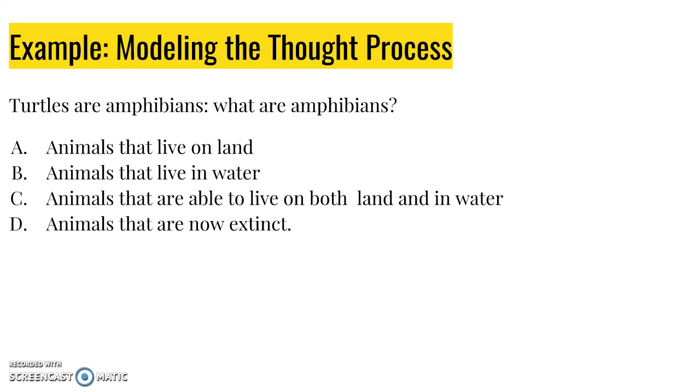Let's look at letter C. Animals that are able to live on both land and in water. Okay, so turtles are amphibians. Can turtles live on land? Yes. Can turtles live in water? Yes. So turtles are animals that live in both water and on land, and they are amphibians. So turtles are amphibians. They are animals that are able to live both in water and on land.